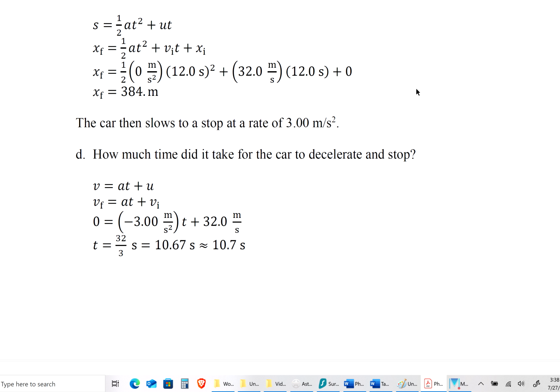Part D, how much time did it take for the car to decelerate and stop? Let's use this equation. V is final velocity, U is initial velocity, A is acceleration, T is duration of time.